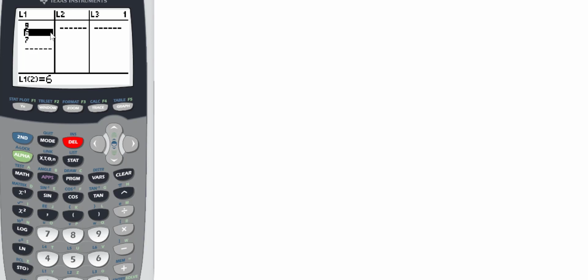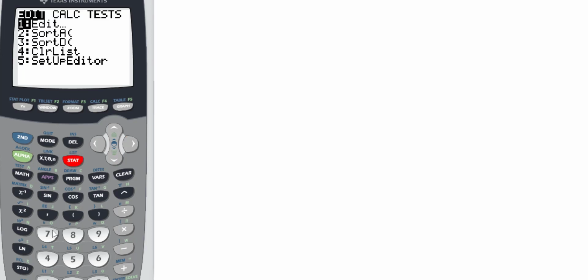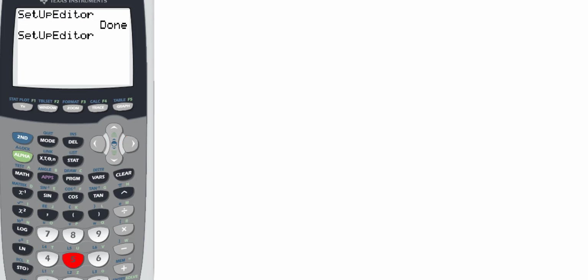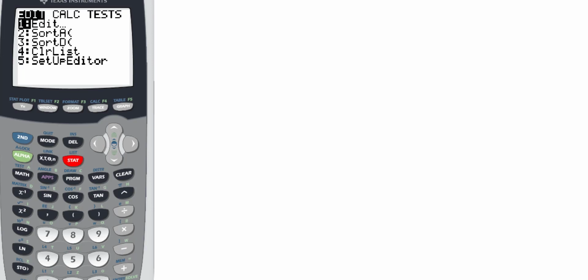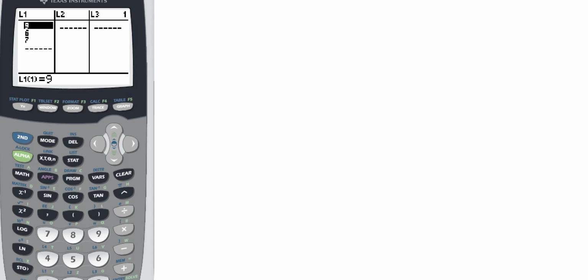Okay, now let's say you go to the top here and you accidentally hit delete, which you can do to columns. But watch, if I hit delete instead of clear, L1 is gone, and you cursor over and it's not there anymore, and you start to panic. And what I told you, the nice thing to do is you go to stat 5, Setup Editor, hit enter, and let's go back to stat edit, and ta-da! L1's back again. So it didn't even delete the data. It just deleted the column from view, and you bring it back again.